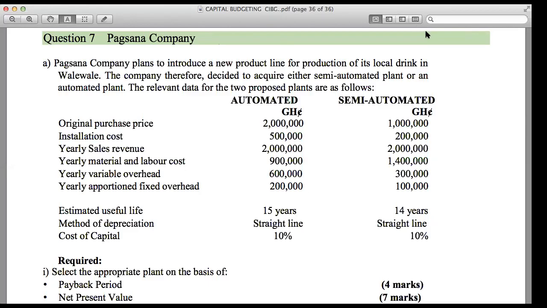So let's go to the board. Let me do my thing again. Good. Okay.